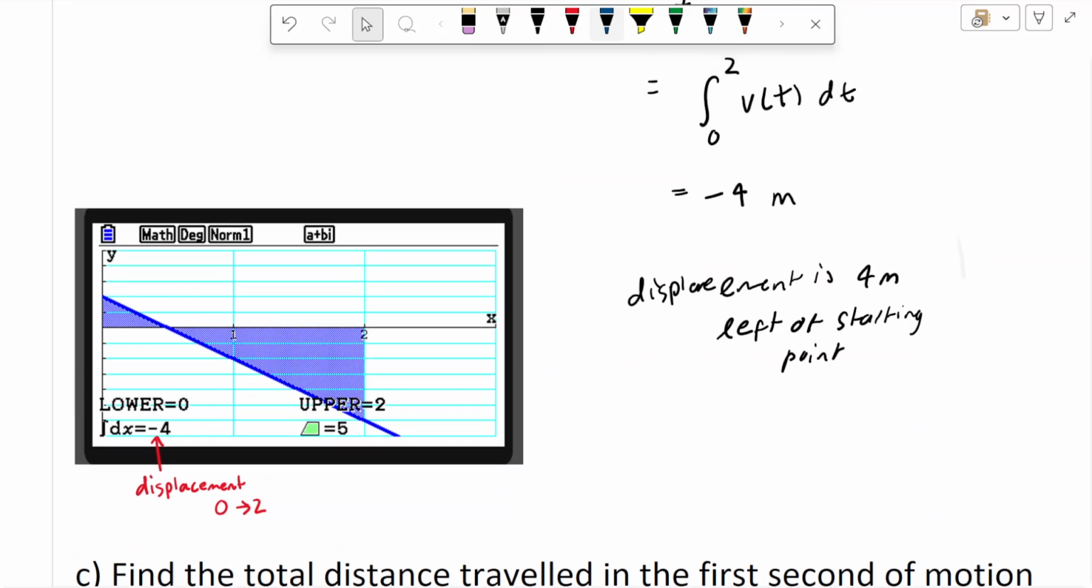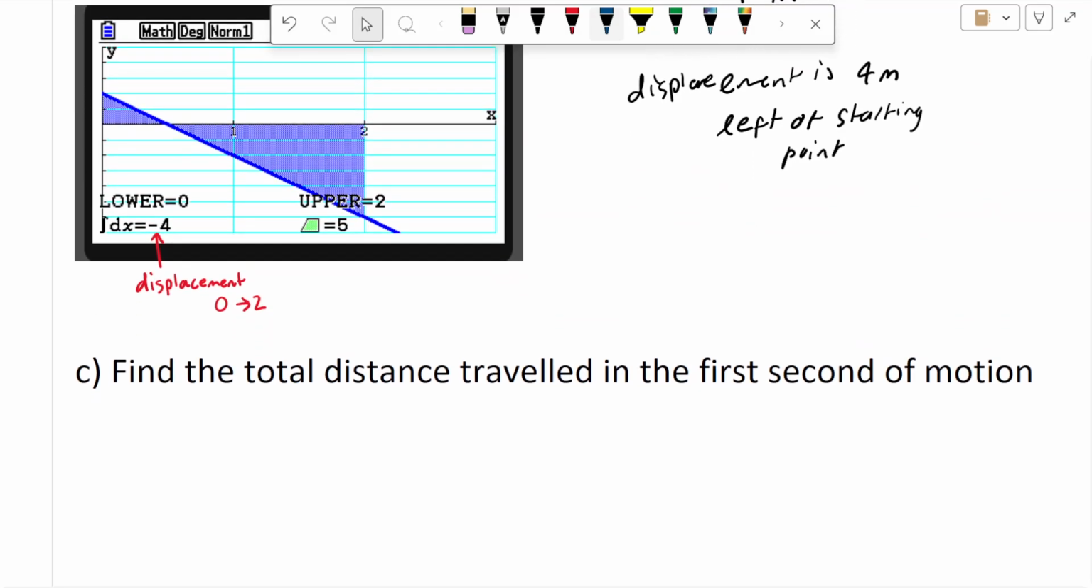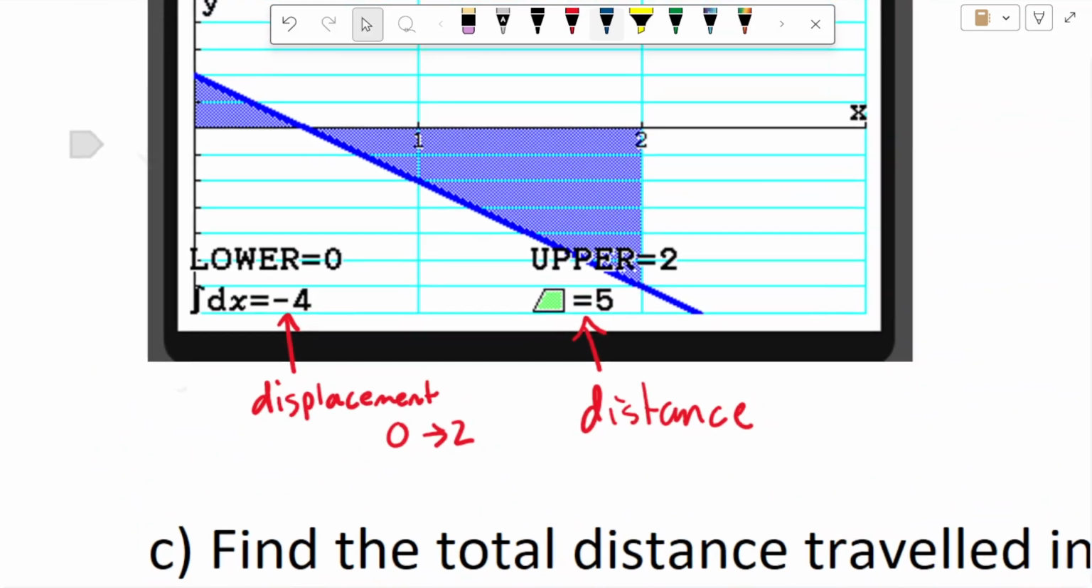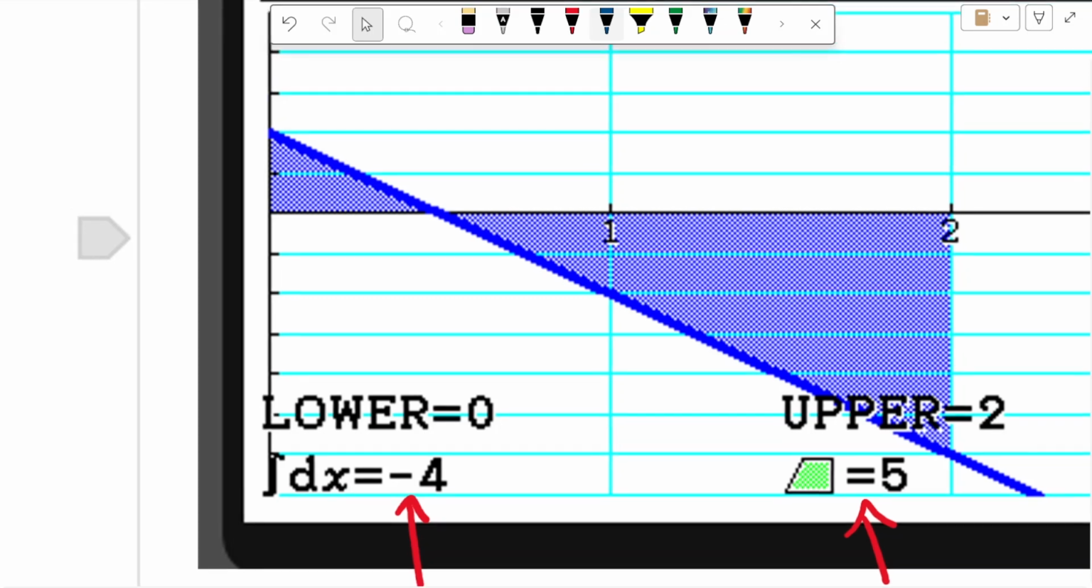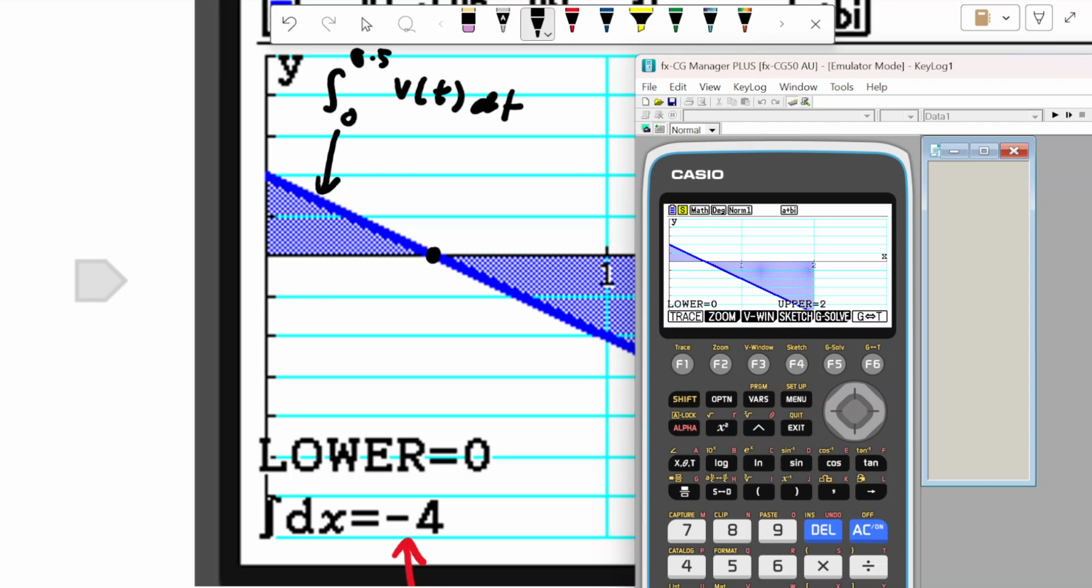Let's see it in this example. So we've learned the displacement is -4, so we're 4 meters left of where we started. Spoilers, the distance is 5, so it's that other number there. But we can work it out as well. So this integral breaks into 2 pieces. So that there is the integral from 0 to that number's 0.5 of the velocity function. And we can work that out on the calculator. So if we go across to integral 0 to 0.5, so you get 0.5 for that little area there.